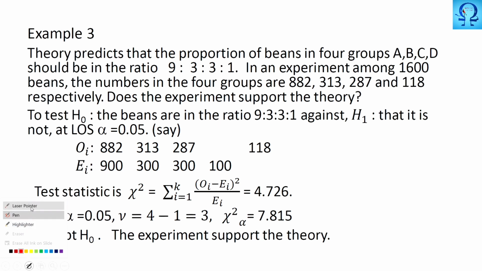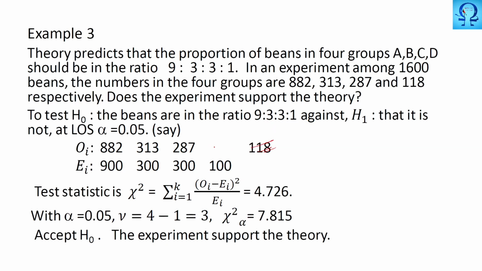Moving to the next problem. Here a theory predicts that the proportion of beings in four groups, namely A, B, C and D, should be in the ratio 9, 3, 3 and 1. In an experiment among 1600 beings, the numbers in the four groups are 882, 313, 287 and 118. These are the observed ones. Does the experiment support the theory? Now the null hypothesis would be that the beings are in the specified ratio, against the alternative that they are not.